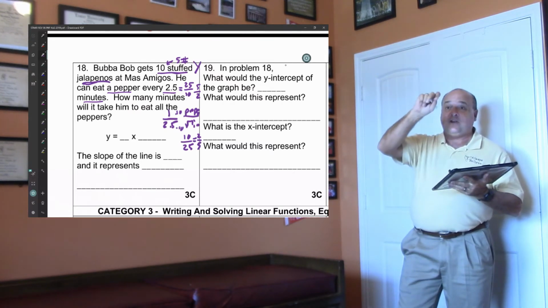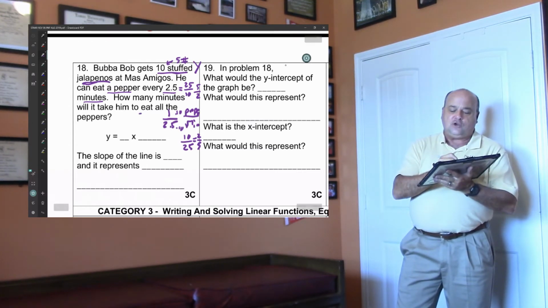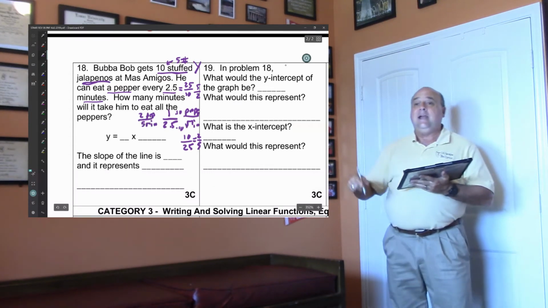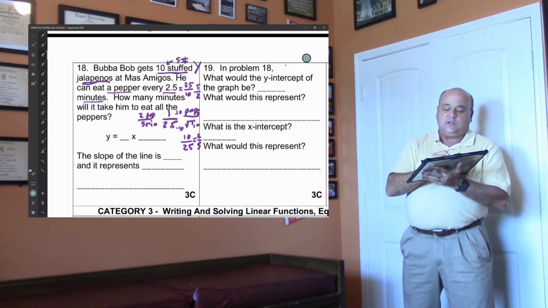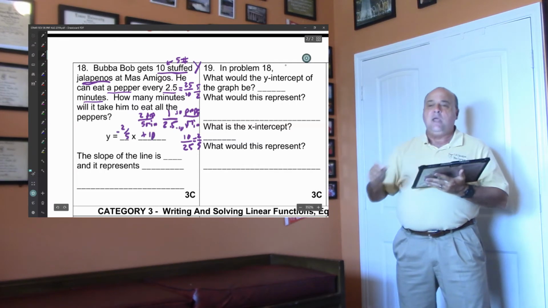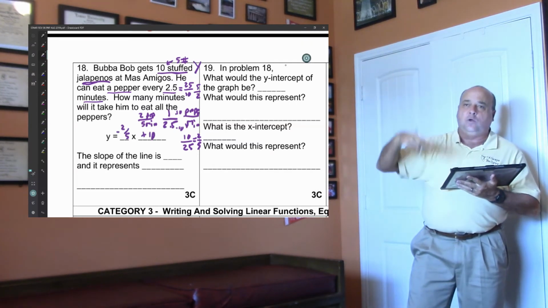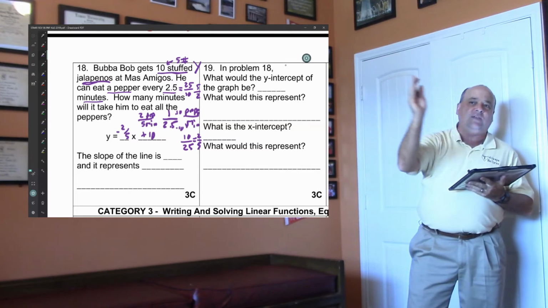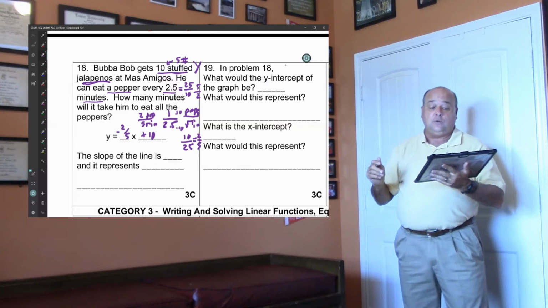So I got to take that 2.5 and make it a fraction, don't I? So technically he could eat 2 peppers every 5 minutes. And this is tricky. And now his peppers won't go up, they will go down, won't they? So the slope will be negative 2 over 5x plus 10. So I had to switch that 1 over 2.5. I had to get rid of the decimal, and then I had to make it a fraction. That's the first time you had to do that on these problems. That's pretty tricky to do.